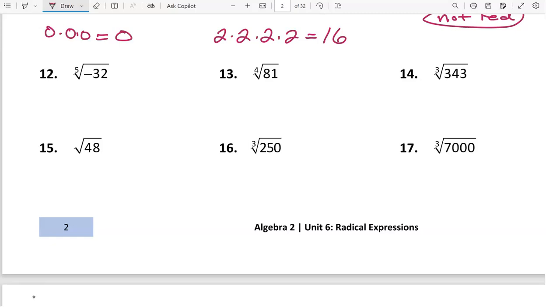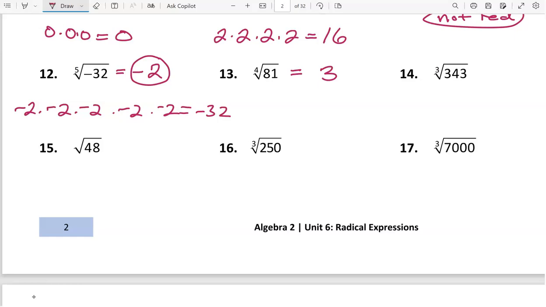In number 12, we have an odd root of a negative number. That's going to be another negative number, and that gives us a result of negative 2. And let's think about why. The reason why is that negative 2 times negative 2 times negative 2 times negative 2 is equal to negative 32. For number 13, the fourth root of 81 is 3. That's because 3 times 3 times 3 times 3 is equal to 81.